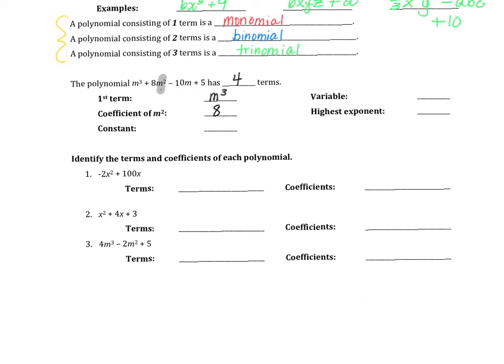Remember, the constant is a number all by myself. So 5. The variable is the letter. Okay, remember that. So our variable is going to be m. Now the highest exponent. So remember, exponents, if you have like a little a, it's the number up here. Okay, that's your exponent. Okay, so your highest exponent looks like it's going to be 3.